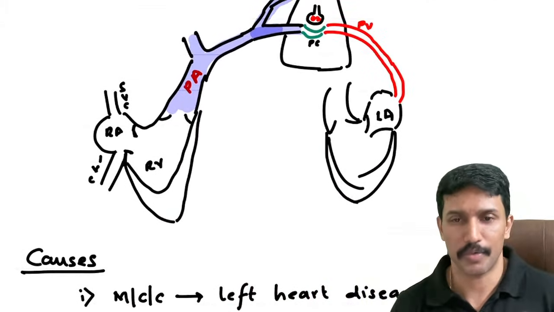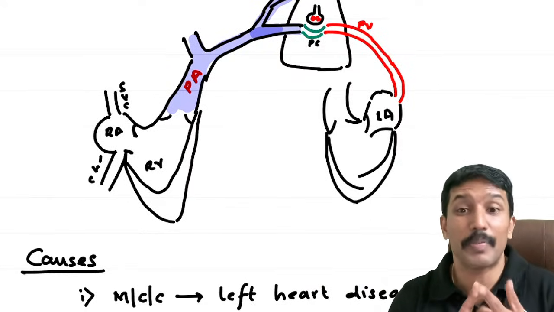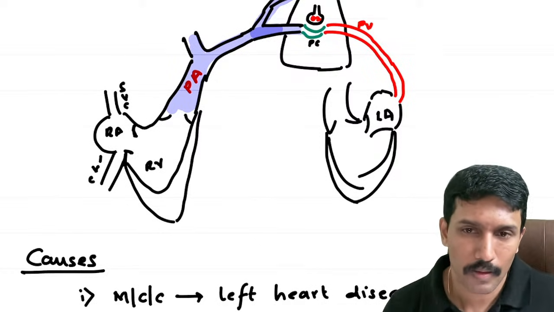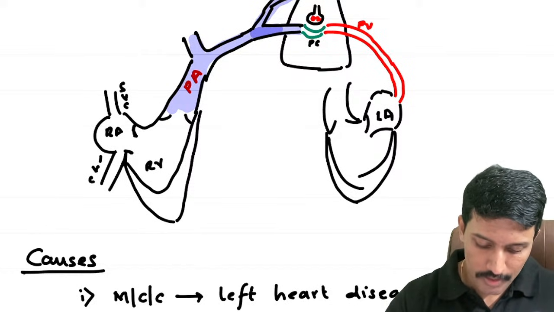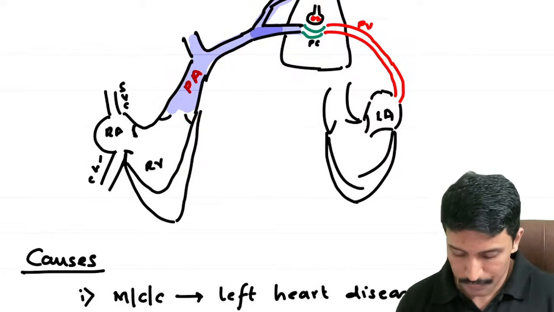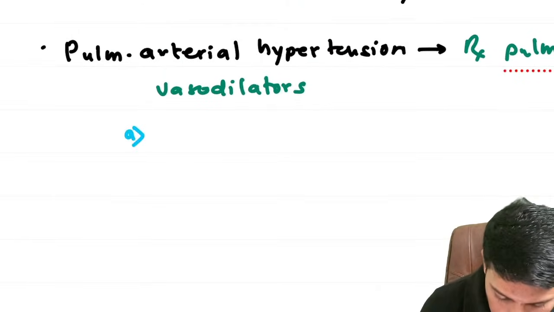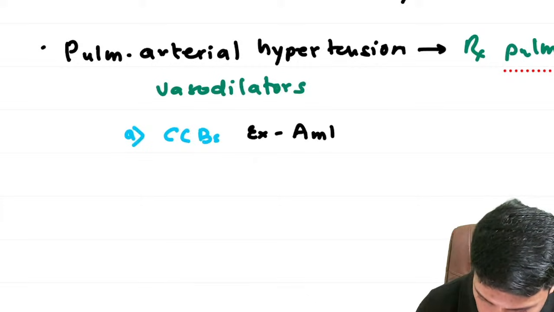See, if I have systemic hypertension, like common BP, there also we use vasodilators like beta blockers, calcium channel blockers. They cause vasodilatation, right? So what drugs can cause vasodilatation of the pulmonary arteries? Yes, the calcium channel blockers can. So one class of drugs that we can use to treat pulmonary hypertension is calcium channel blockers. Example, amlodipine.